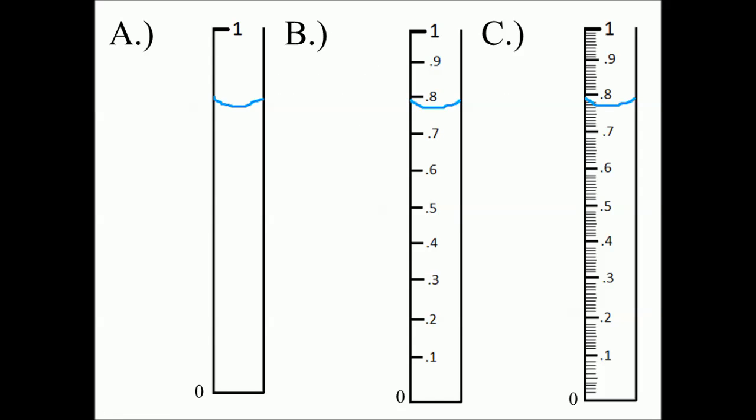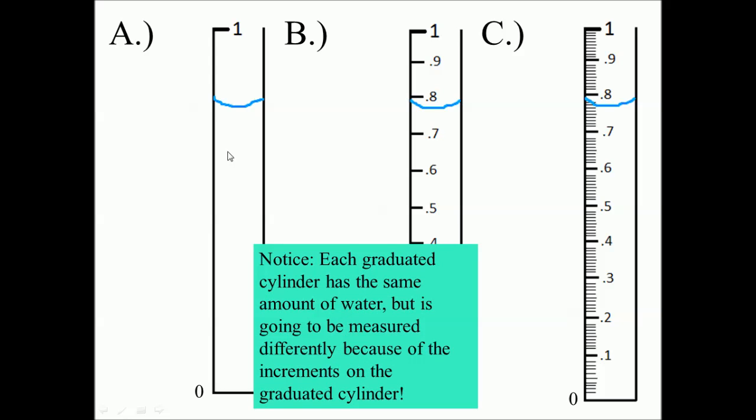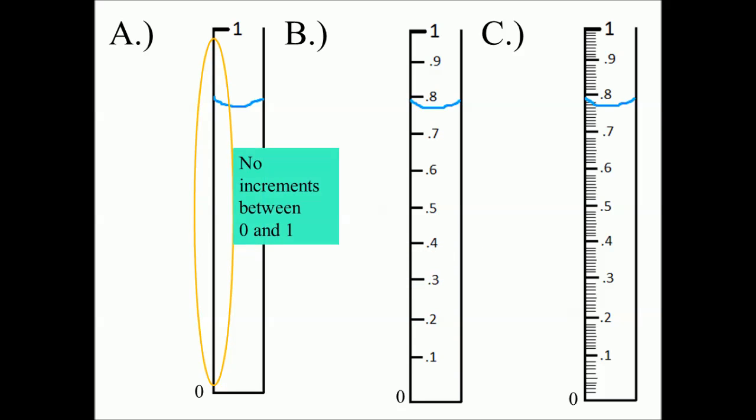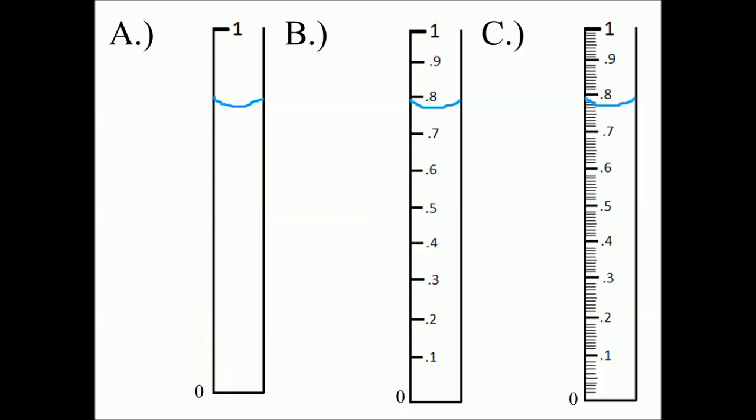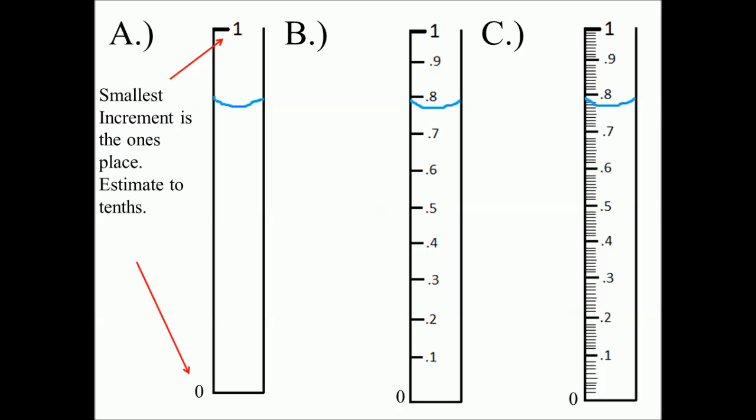So let's go through and talk about this. So here we have those 3 graduated cylinders again. And let's take a look at graduated cylinder A. Each graduated cylinder has the same amount of water, but is going to be measured differently because of the increments that are on that graduated cylinder. There's no increments between 0 and 1. So we're not going to get a very accurate answer for graduated cylinder A. We can't, because we are really ballparking in here. We are really estimating somewhere between 0 and 1. So our smallest increment in this case is the ones place. So if we're going to estimate one place value to the right, we're going to be estimating to the tenths.